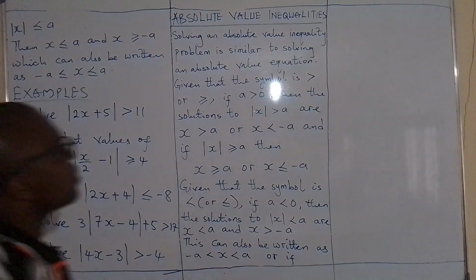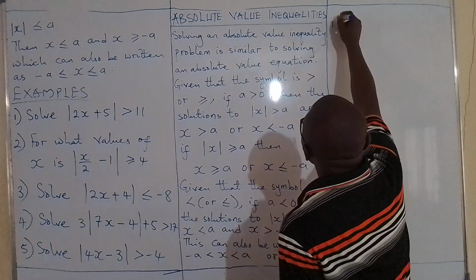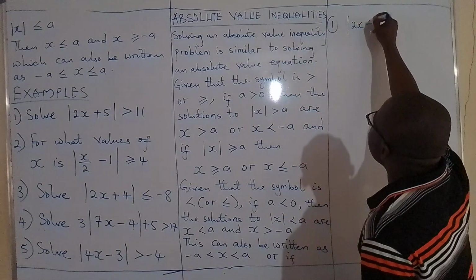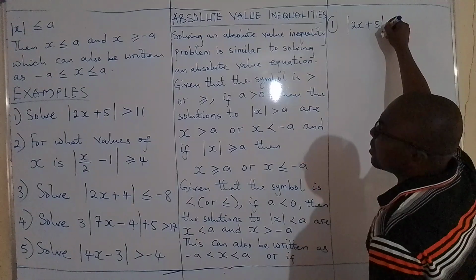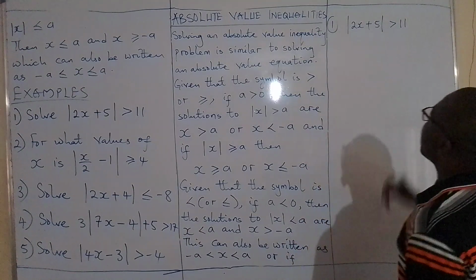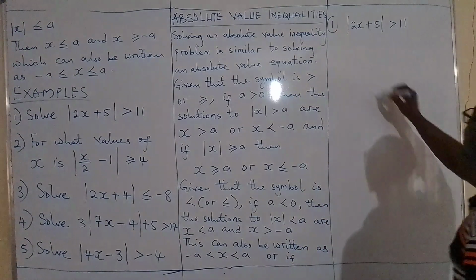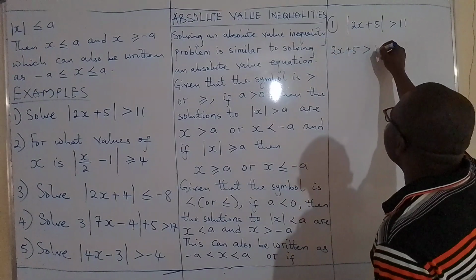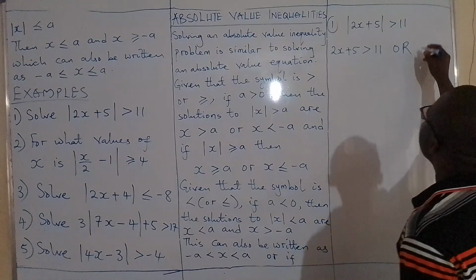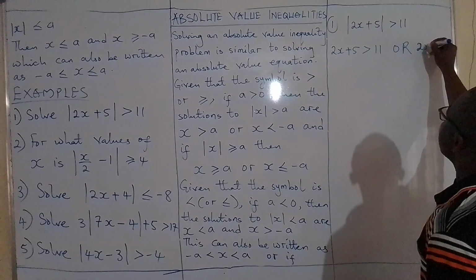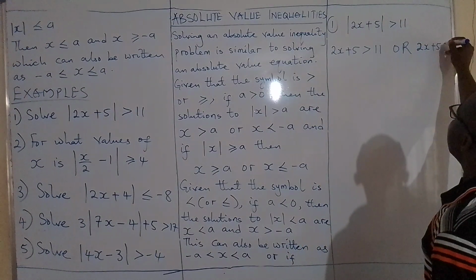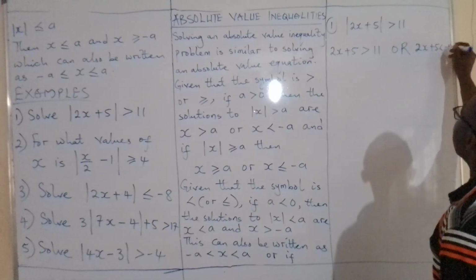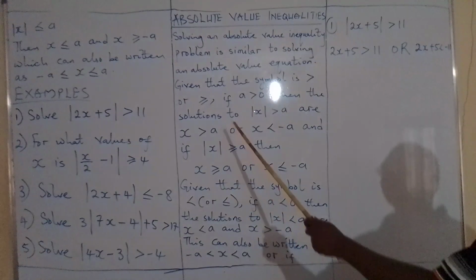Okay, so let's see how we can solve number 1. The absolute value of 2x plus 5 is greater than 11. What that simply means is that 2x plus 5 is greater than 11, or 2x plus 5 is less than minus 11. That's the meaning. Look at it.